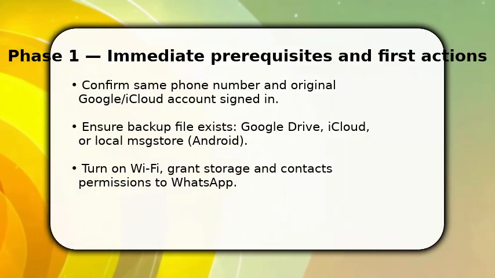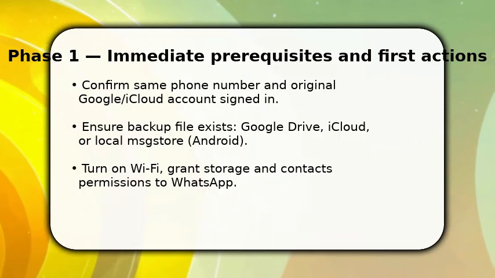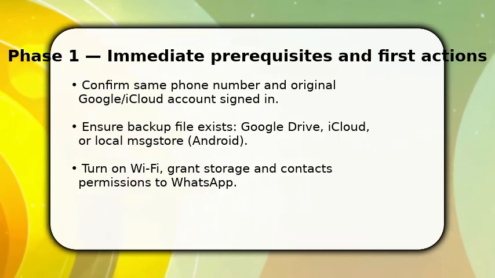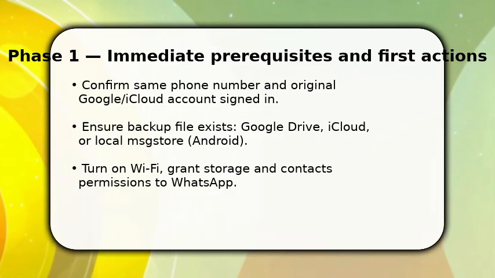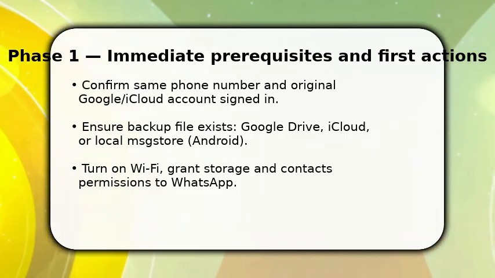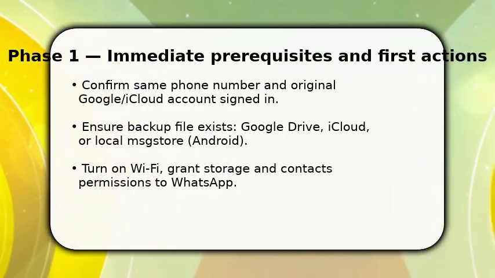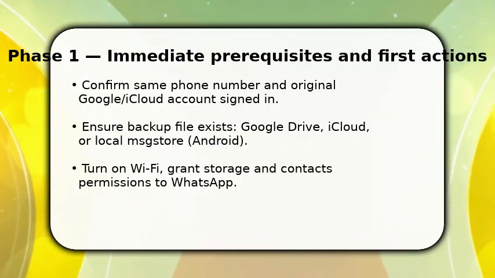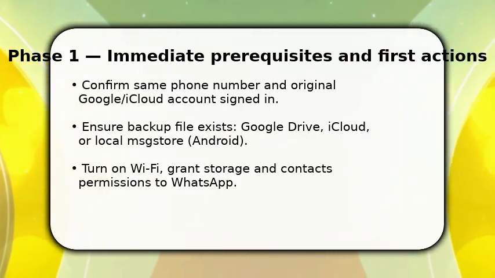Make sure Wi-Fi is connected and you've granted storage and contacts permissions. Otherwise, WhatsApp cannot find or restore backups. If you have a local Android backup, confirm the MSG store file is in the WhatsApp/databases folder before proceeding.